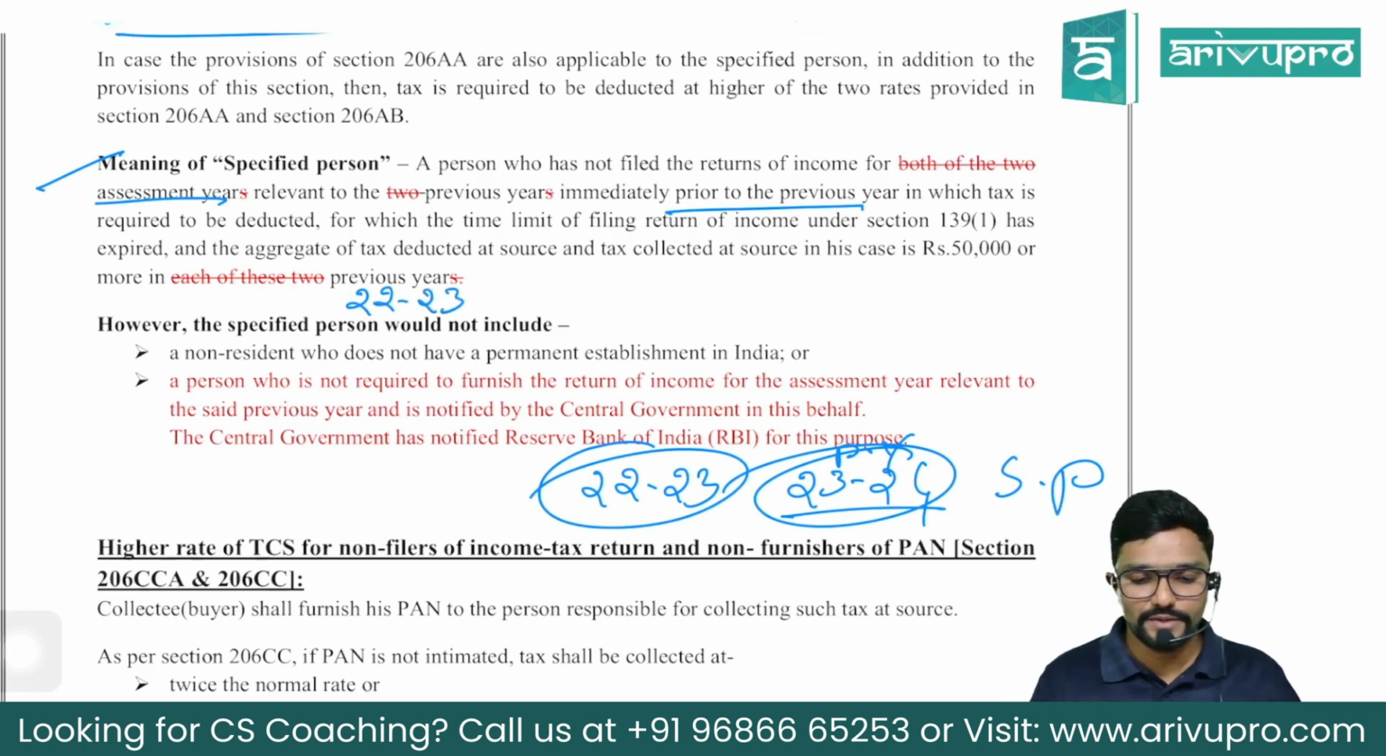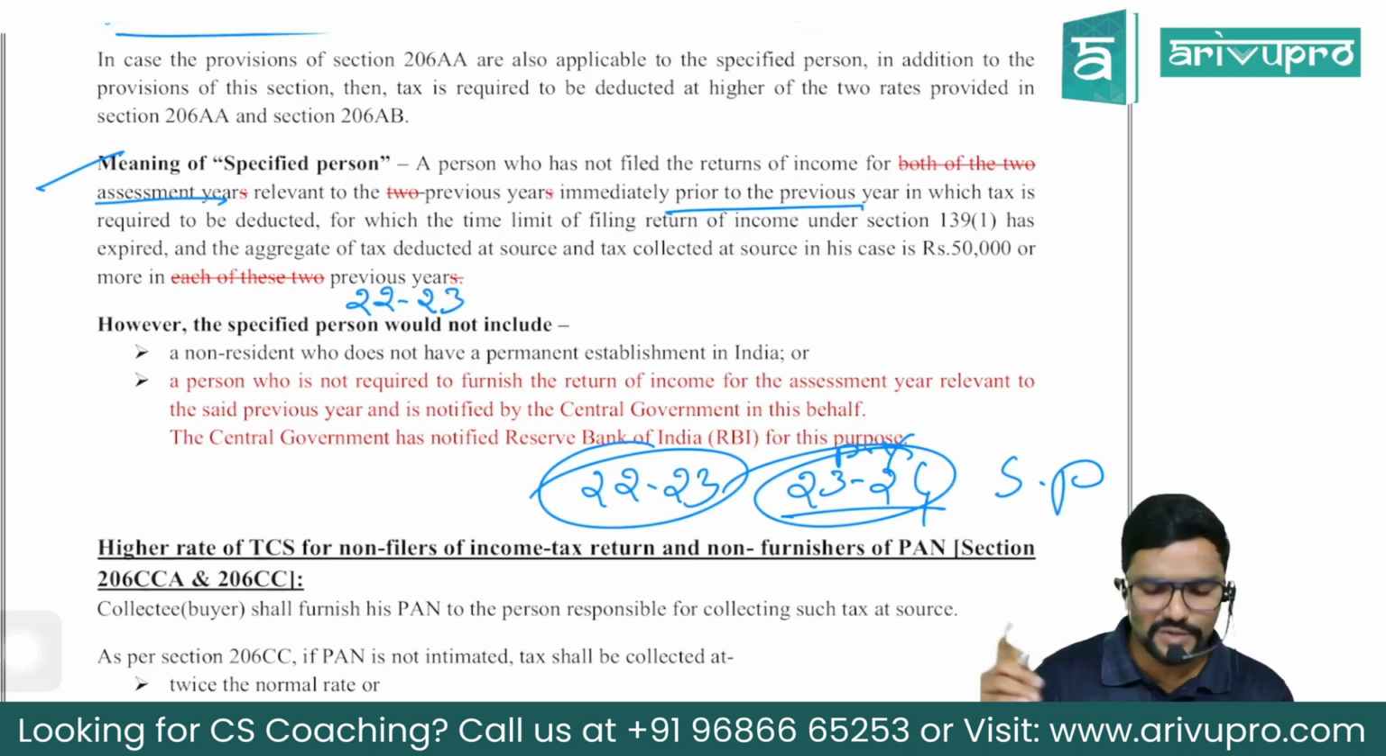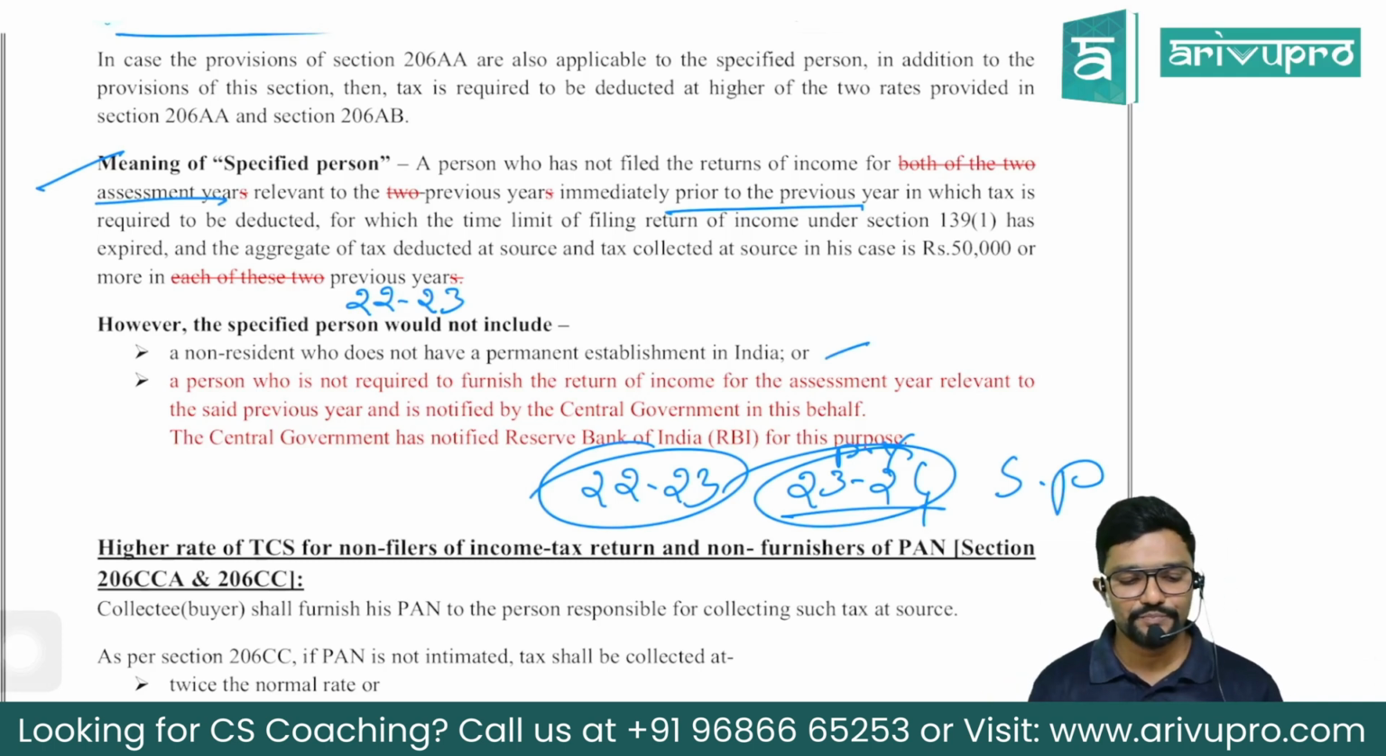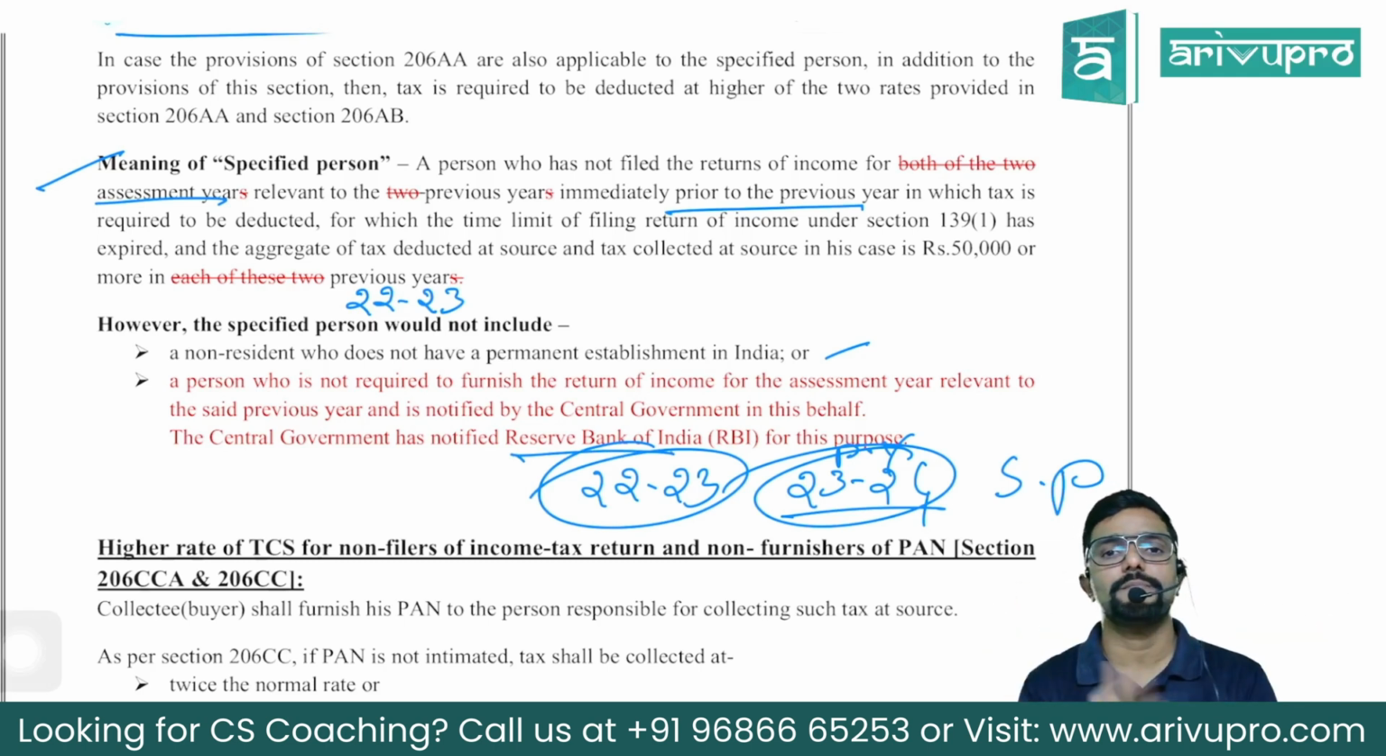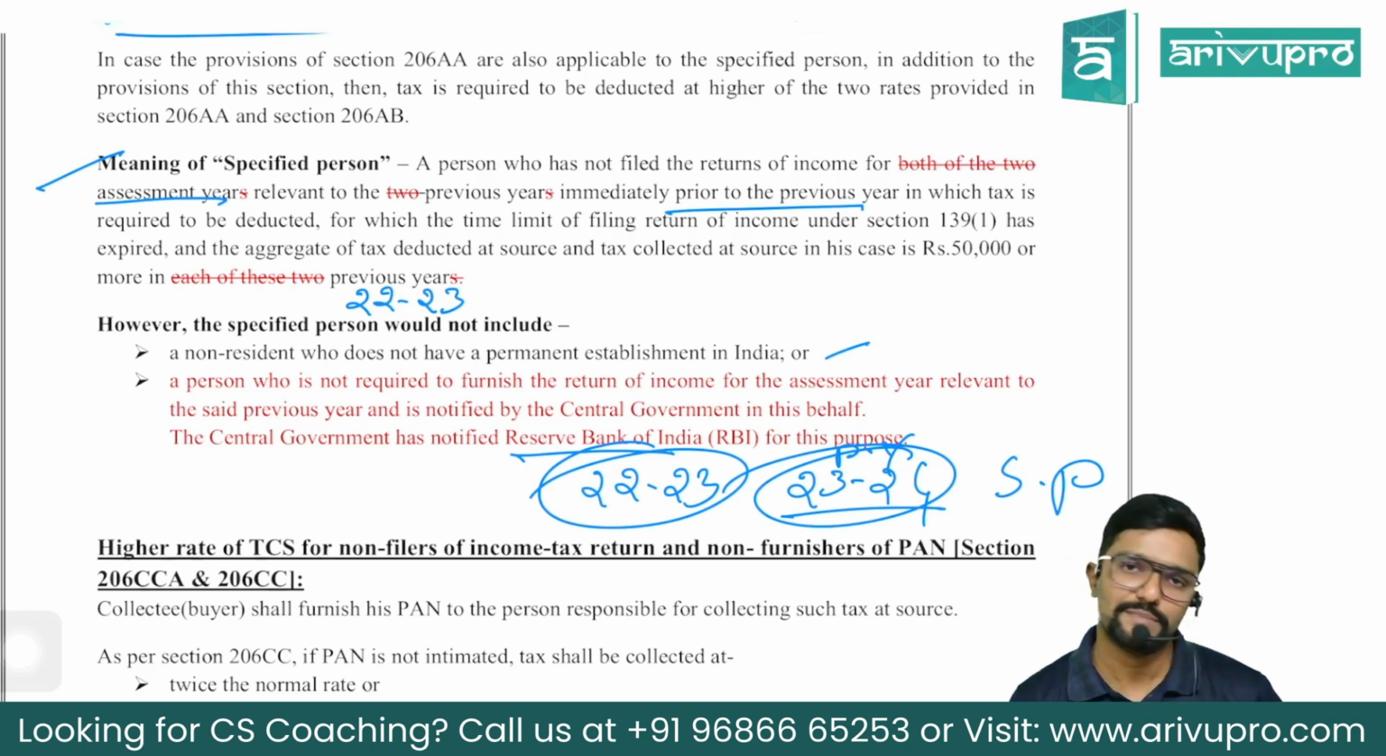However, the specified person would not include a non-resident who does not have a permanent establishment in India. This was already there, but now there is one addition: a person who is not required to furnish the return of income for the assessment year relevant to the said previous year and is notified by the government. The government has notified Reserve Bank of India. That means RBI can never be a specified person. So if the payee is RBI, then section 206AB will not be applicable, guys.